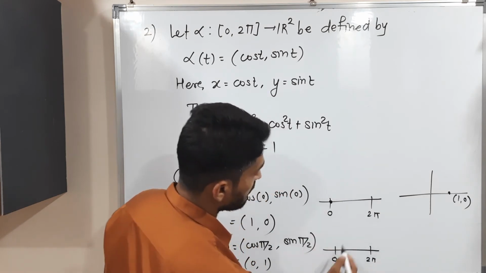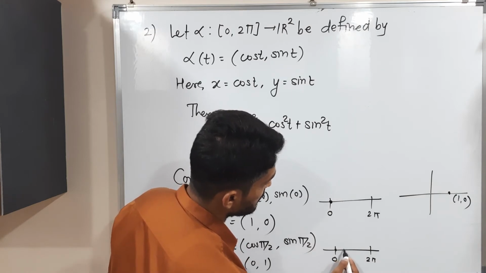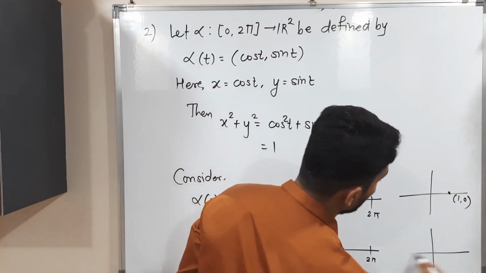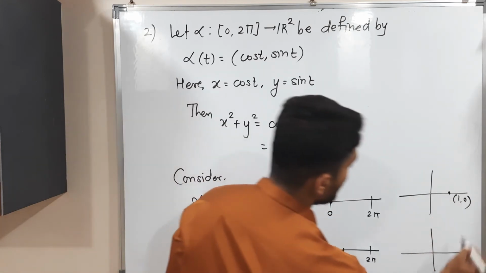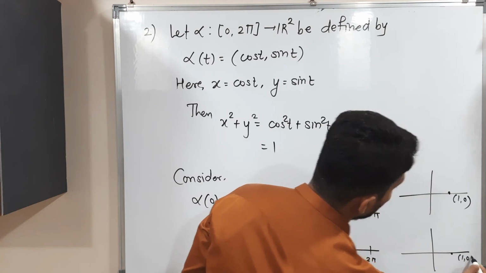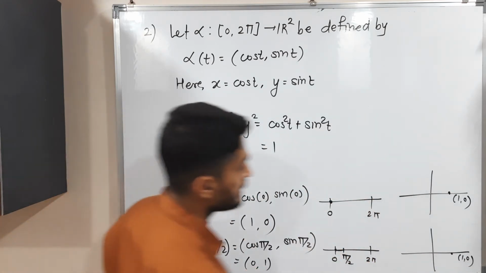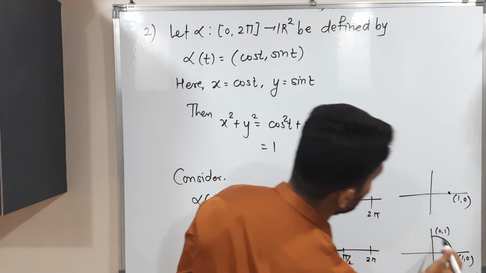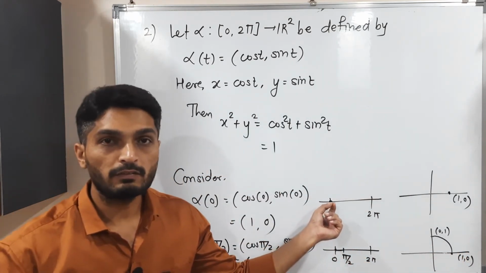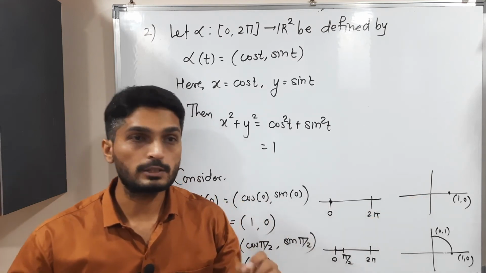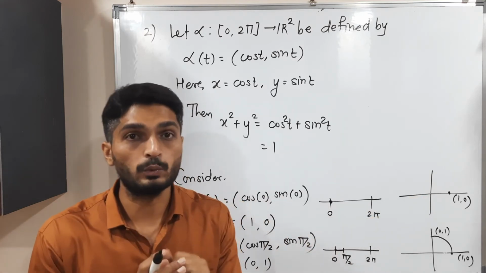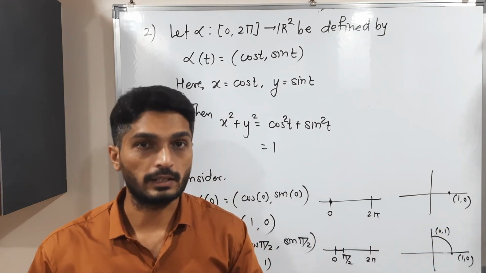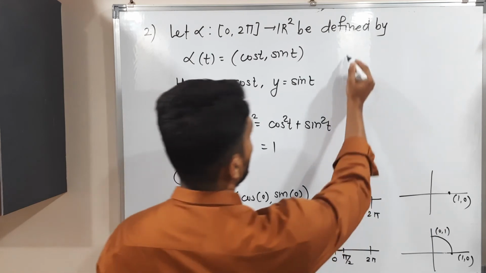I will show here again 0 to 2 pi. Initially we were at 0, but now we have covered some distance and reached pi by 2. So what is happening here in R2? Initially we were at 1 comma 0, but now we have reached 0 comma 1. So we have traveled this much distance. If you travel a distance 0 to pi by 2, then in R2 we are covering some part of the circle.